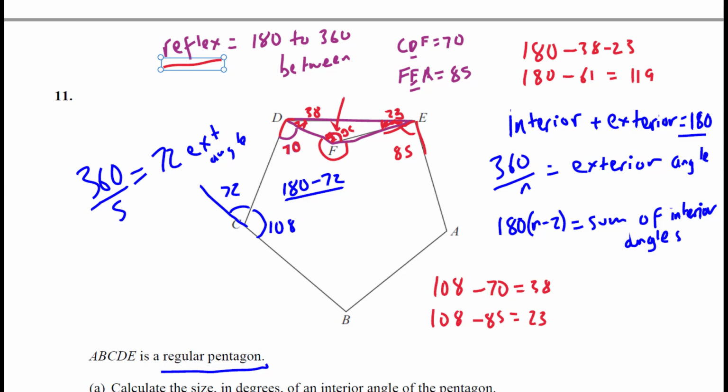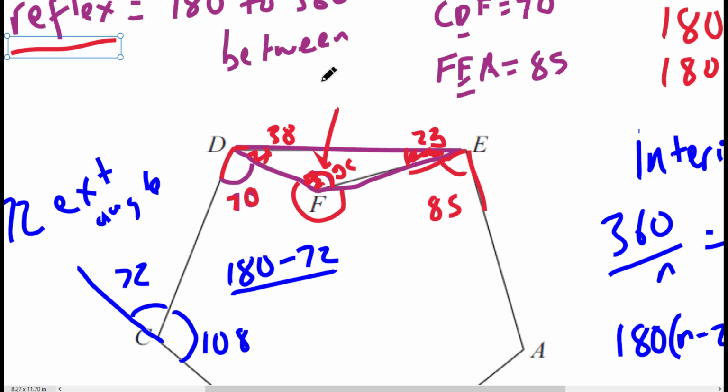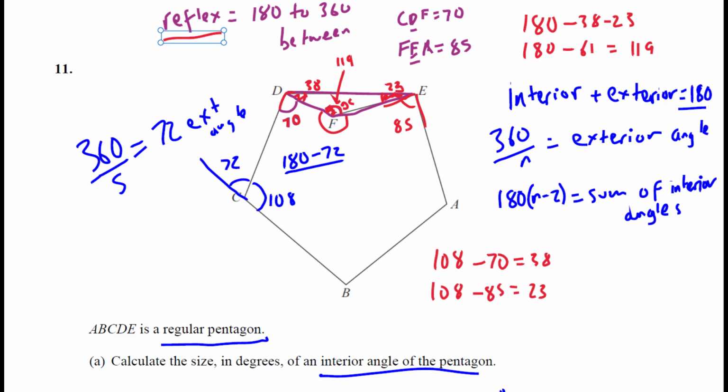So let's zoom into that actually. So that's 119, and that's not going to help, so let's zoom back out. Now we need to find this angle here, because 119 is obtuse, not reflex. So our last step is obviously going to be 360, angles around a point, minus 119.